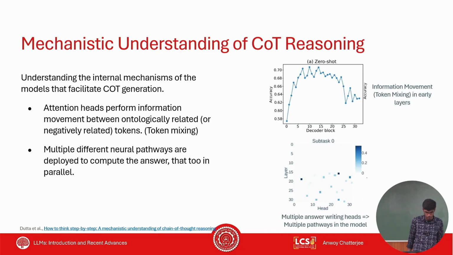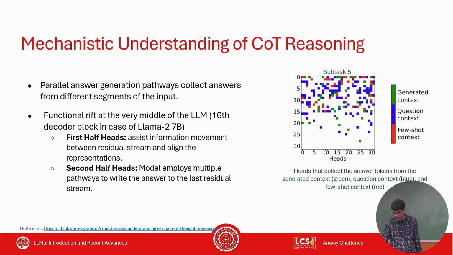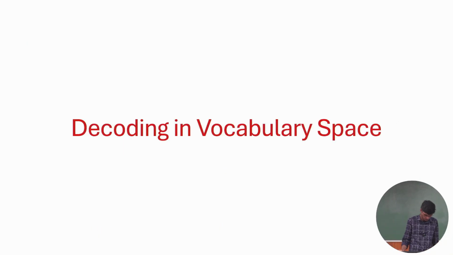And to give a brief overview, we see that there are multiple neural pathways that are deployed to compute the answer. There is a functional rift in the model in between, where the first half of the model is more associated with moving the information within the residual stream, and the second half of the model is more about coming up with the answers. There is more to it about which attention head does what. Maybe we should give a read to the paper to understand it.